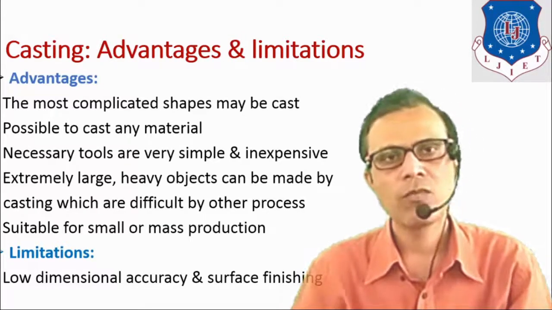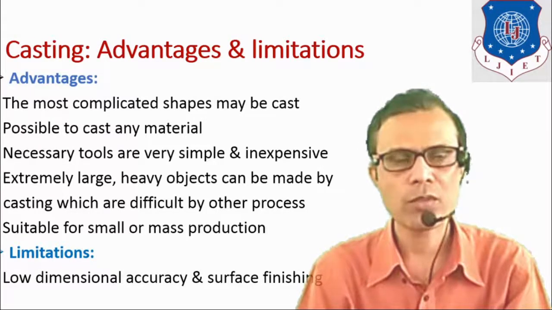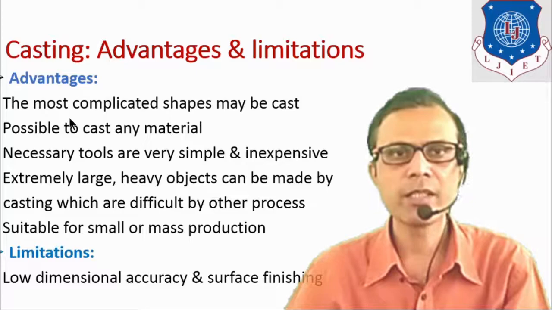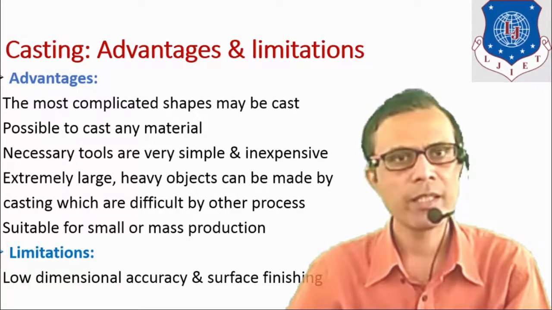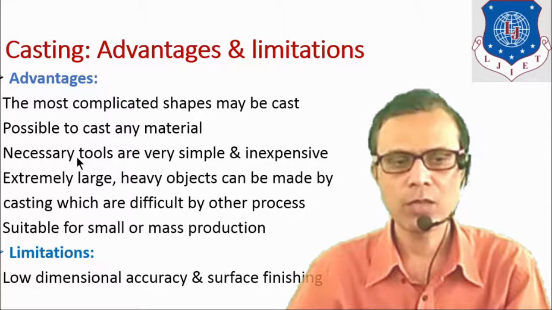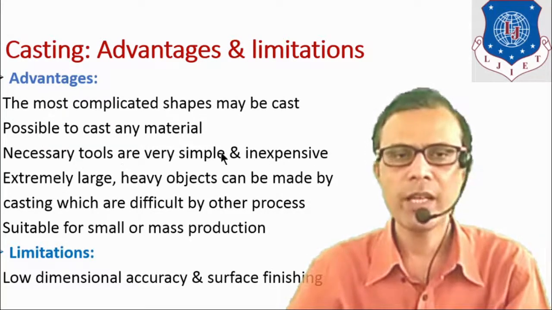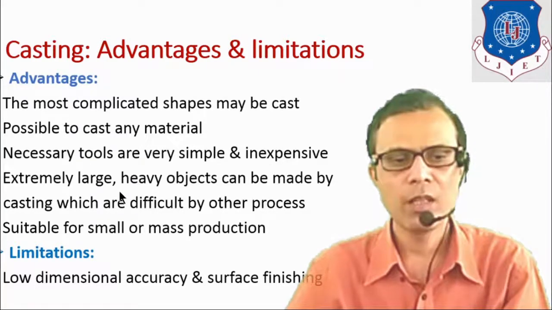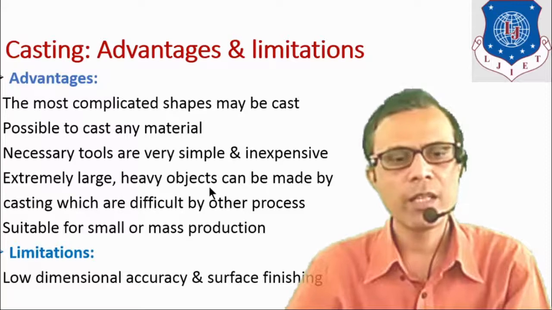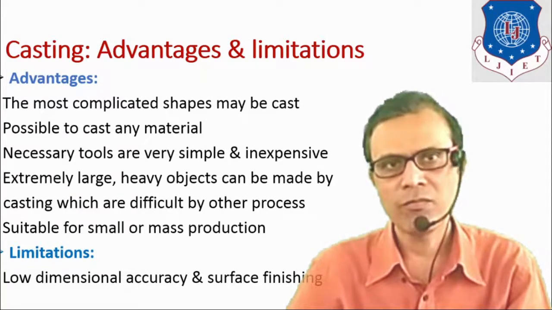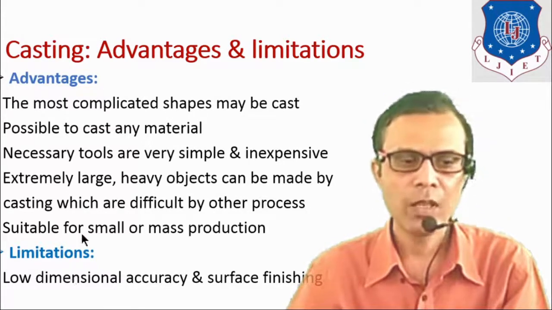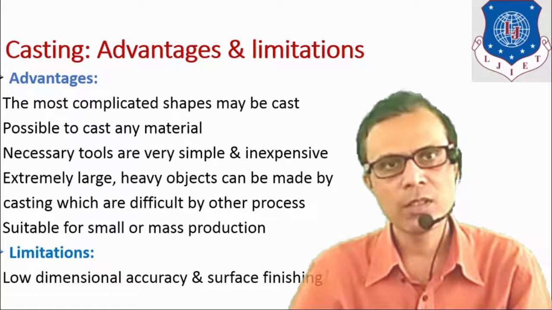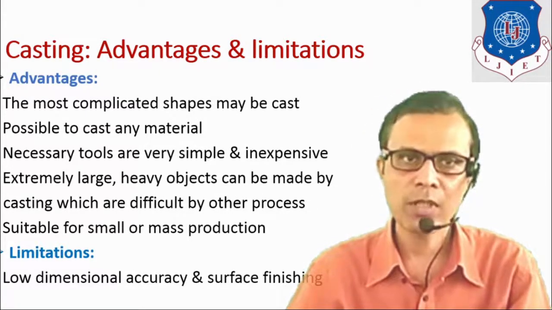Now let's see what are the advantages of this process. First advantage is that the most complicated shapes can be easily cast by this process. Almost any material can be cast. The tools and equipment which are used are very simple and inexpensive. Extremely large or heavy objects can be made by casting, which were otherwise difficult to produce by other manufacturing processes. It is suitable for small production as well as for mass or large production.